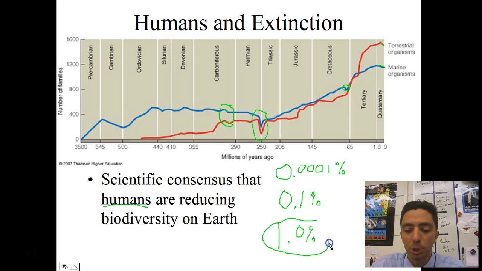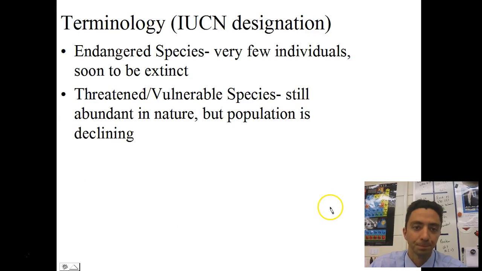If this number is achieved, this is a lot of species. 1% is a huge number. We'd be looking at something like 10,000 species for every million species on Earth, and that'd be per year. So this is a very huge number in terms of extinction rates, and it's really hoped that it's never achieved, but that's the way it's trending currently.